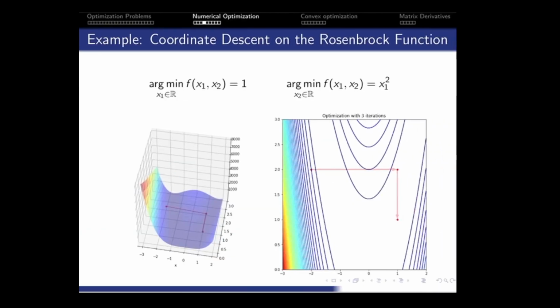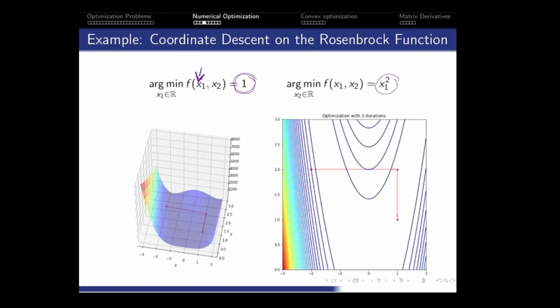For example, we can do this with the Rosenbrock function. If we fix x2 and we optimize only with respect to x1, then we can apply FONC to find, for example, the optimum in the coordinate x1. This is then like a one-dimensional function, and the minimizer is actually equal to 1. And for x2 we can do the same, and then we get that x2 has to be x1 squared. And this looks then as described here.